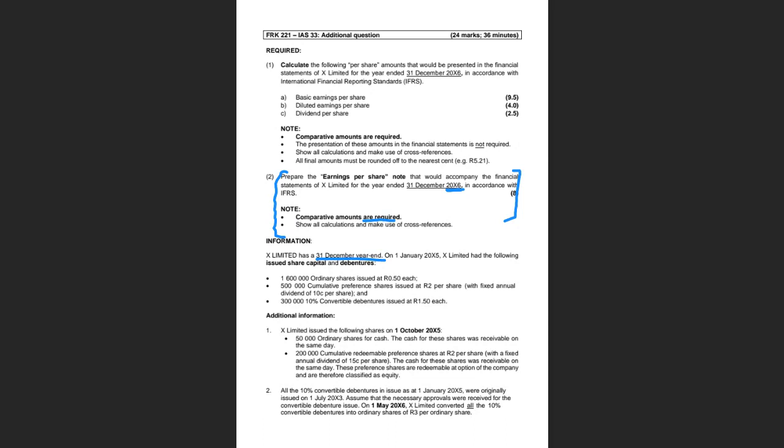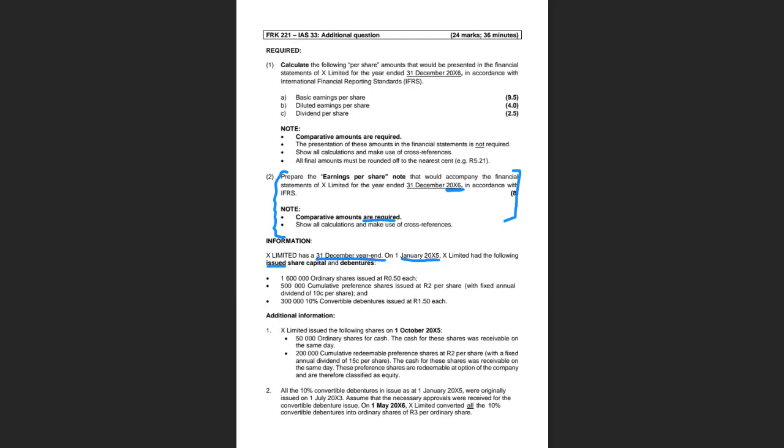Then it says on 1 January 2015. So this is the beginning of the year that we are wanting to consider. This is the beginning of the prior year. Okay, so this is important now. On 1 January 2015, X Limited had the following issued share capital and debentures.